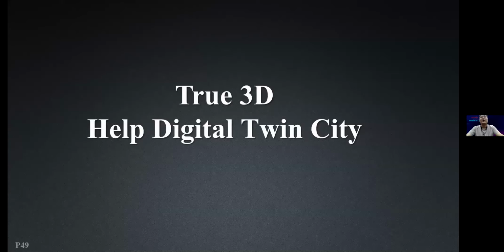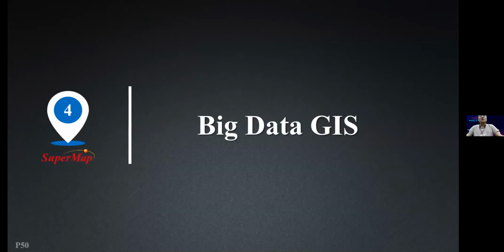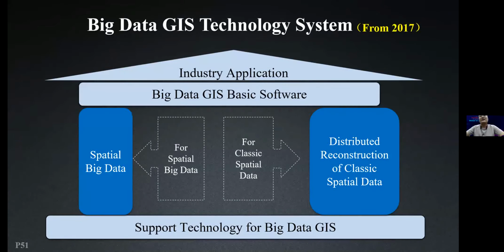Okay, so to summarize, the true 3D helps digital twin city. Now we go to the next feature, which is the big data GIS. The big data GIS technology system has been released since 2017 by SuperMap. We mainly have two directions to achieve this technology. The first one is for the spatial big data, and the second one is for the classic spatial data.